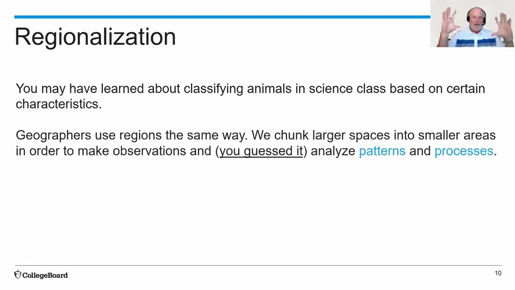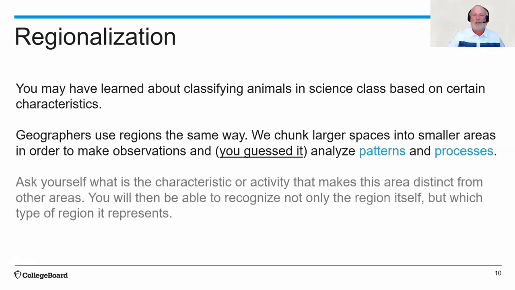We're taking bigger parts of the earth and chunking them down into smaller pieces to make it easier to observe, to make it easier to look for, you guessed it, patterns and processes. Have you ever heard me say that before? So that's what we're doing as geographers: chunking into regions to make it easier to look for those spatial relationships. So the next time you're thinking about it, ask yourself, what is the characteristic? What is the activity if it's a functional region? What are the things that are making this place distinct and unique so that we can label them as regions?